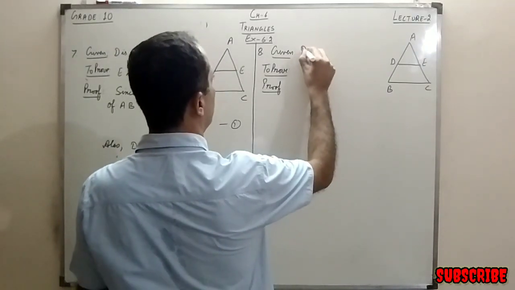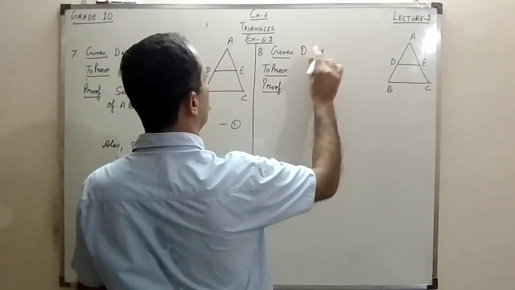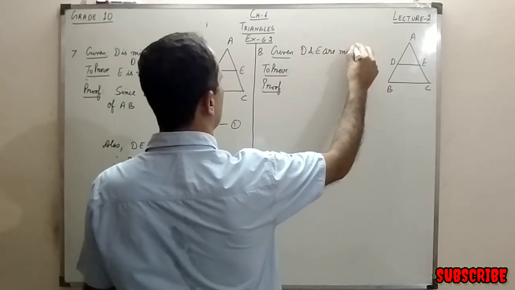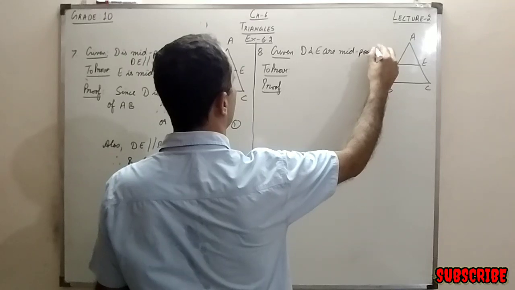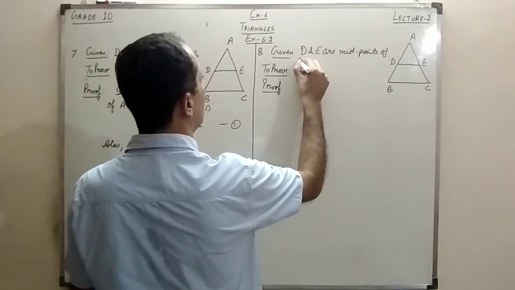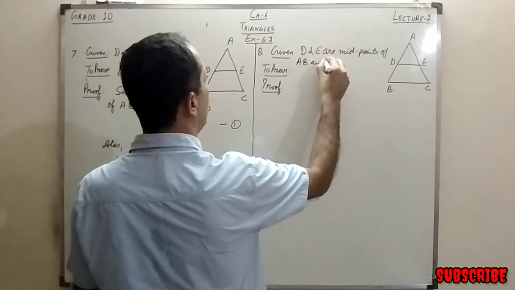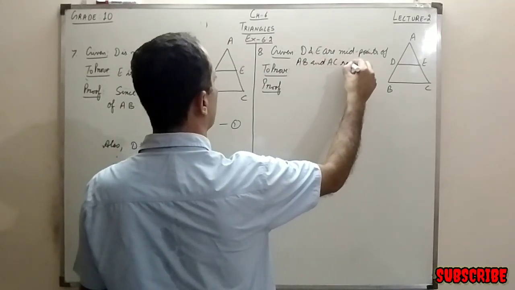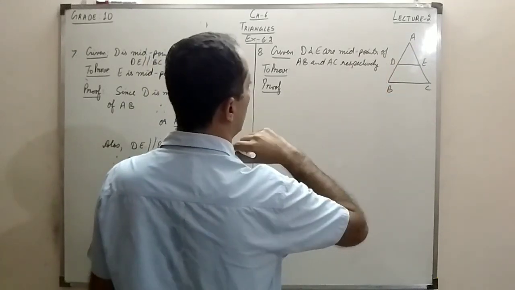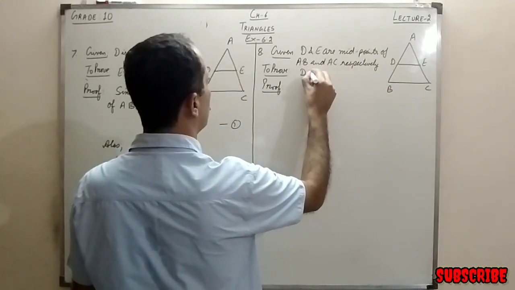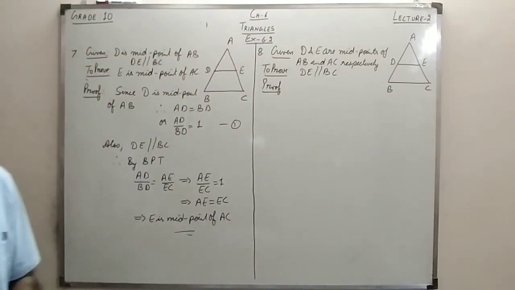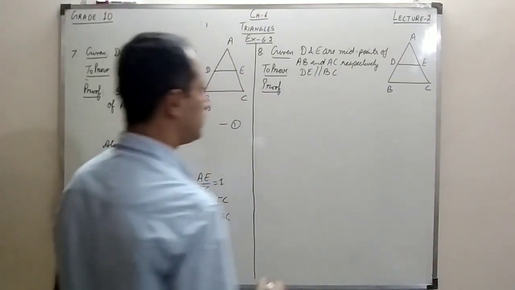So I write, D and E are midpoints of AB and AC respectively. And what I need to prove is that DE is parallel to BC. This is what I need to prove. Let's see the proof now.